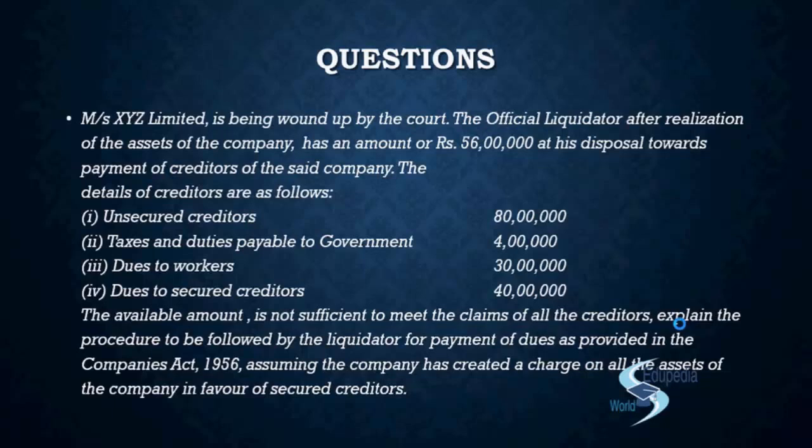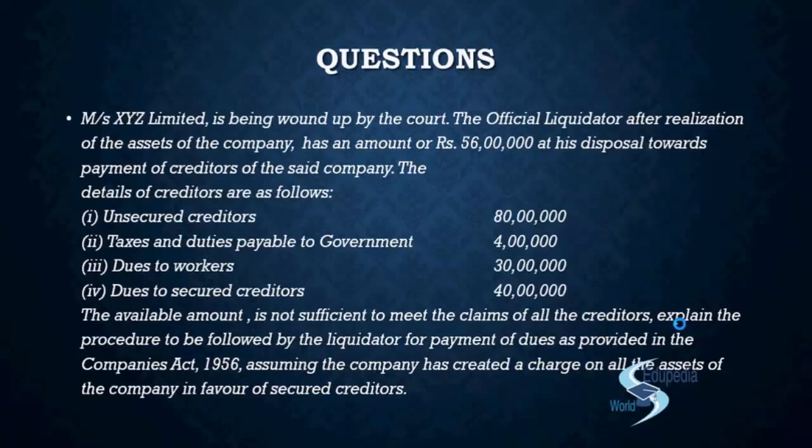And then again you go ahead. Since we have only 56 lakhs available with us, and we have to make payment of the total amount that you find out over here. How much is it? 30 plus 40 is 70, plus 80 is 1 crore 50 lakhs, plus 4, 1 crore 54 lakhs. But you only have 56. So first you'll go on to pay the overriding preferential payment. They are 70 lakhs and you have only 56. So you will give them in proportion.